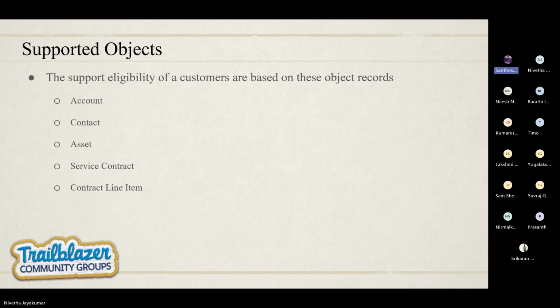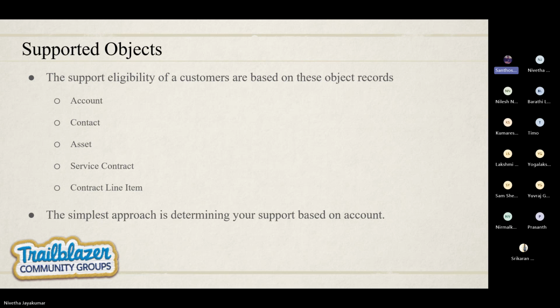The entitlement management is set up in such a way that the customer support eligibility is determined based on one or more objects. So the supported objects are account, contact, assets, service contract, contract line item, etc. If a customer's support eligibility is based on the account object, it means any contact on that account is eligible for the support. If the customer eligibility for support is based on contact, the specific contact is eligible for support.